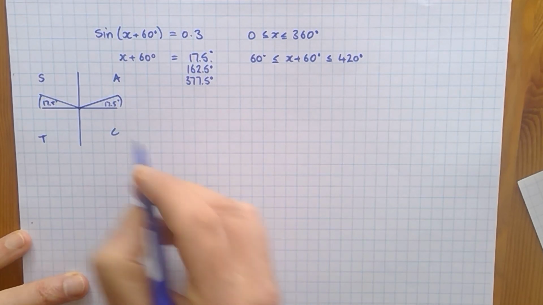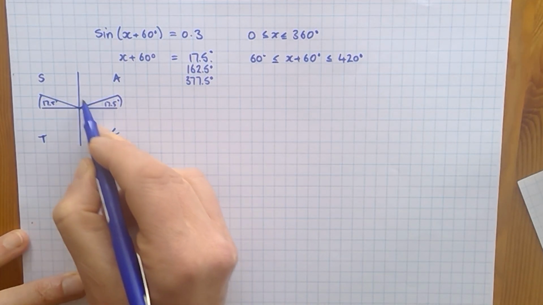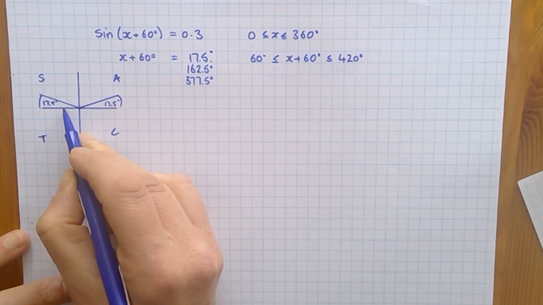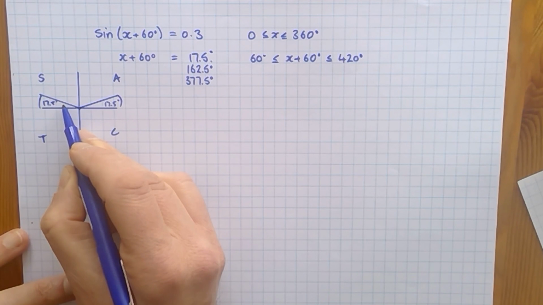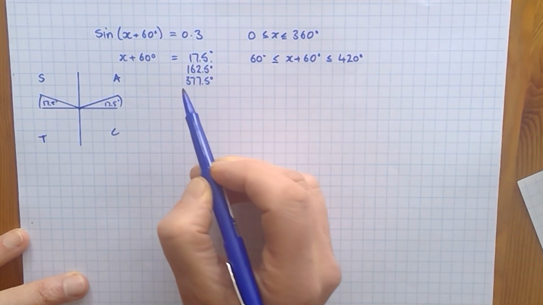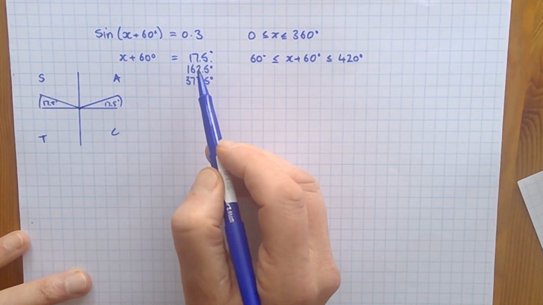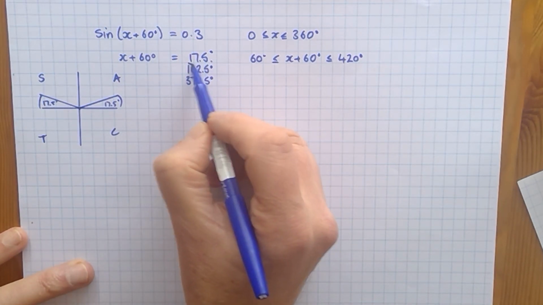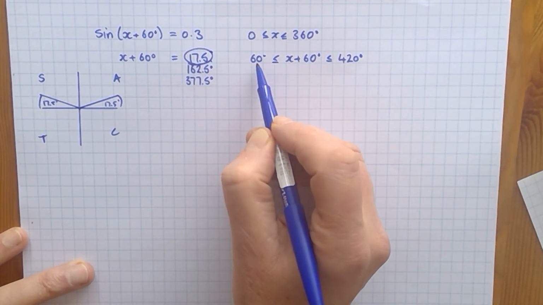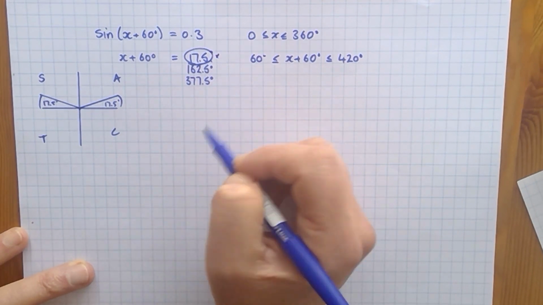377.5. Better have a look at this one. So 360 plus 180 is 540. 540 take away 17.5 is 522.5. That's more than our maximum value, so we can ignore that one. Now I'm going to take 60 away from each of these. Now this value here is not in my range. It's less than my minimum value, so I can ignore that.